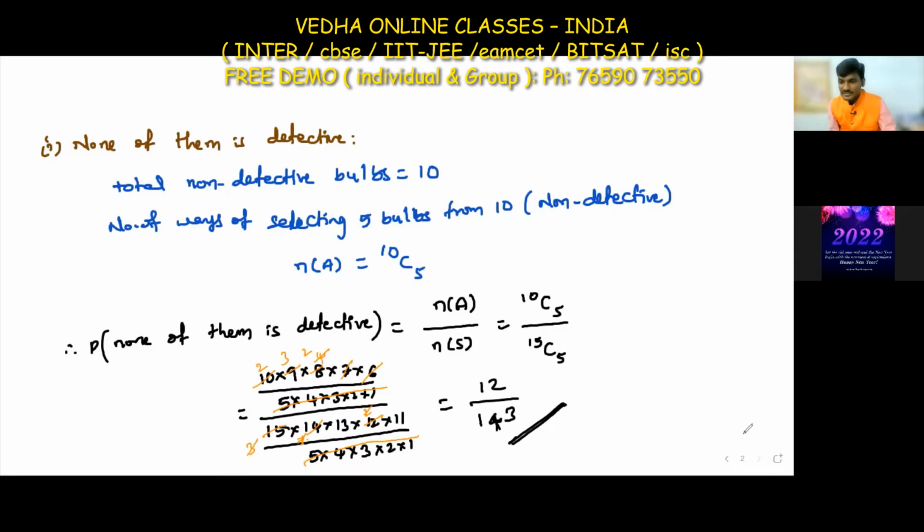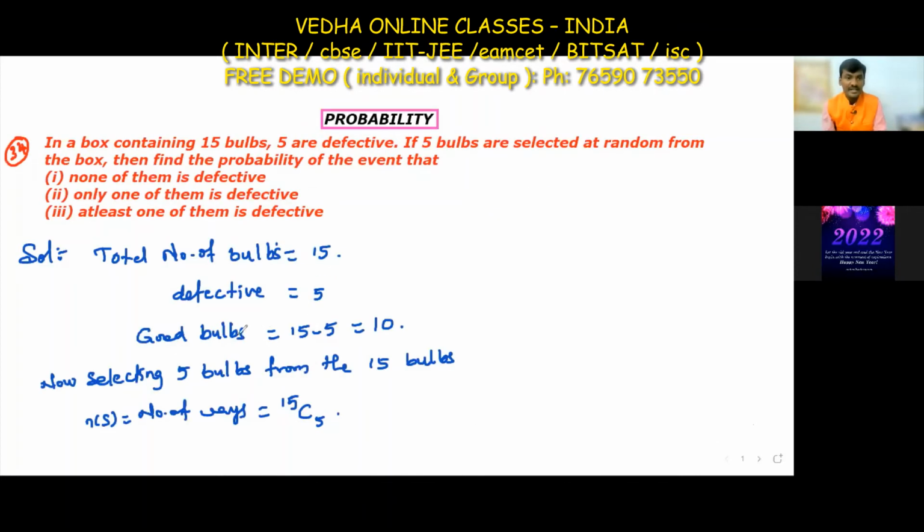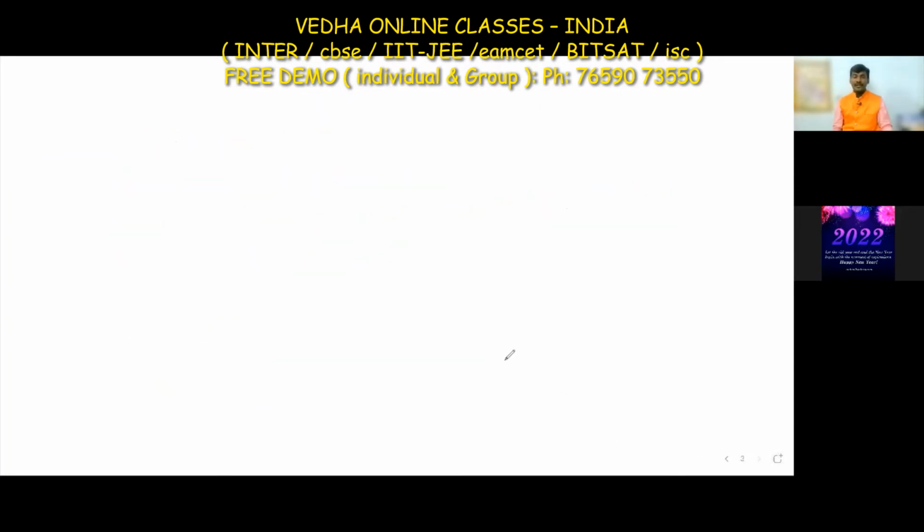After that, the next question: only one of them is defective. Only one of them is defective means we have to select one defective bulb, and the other bulbs we have to select from non-defective bulbs.